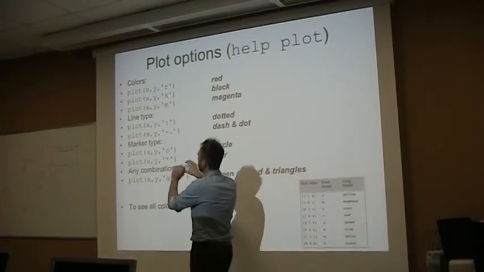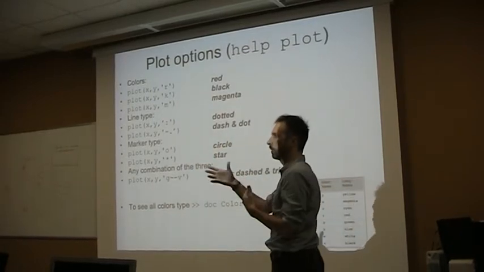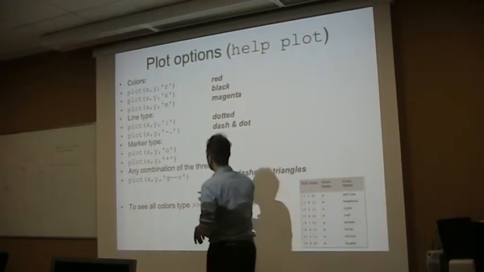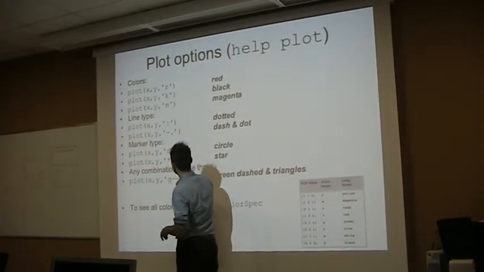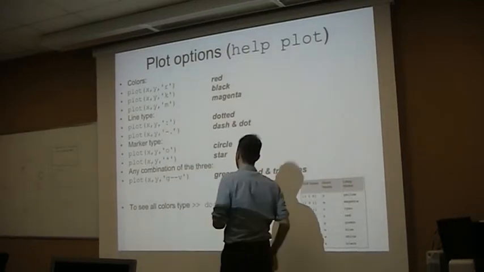This is if you want to type it as code, but there's also a way to do it interactively with the GUI. And these things, you can also combine them. So I can say I want a green line dashed with triangles as markers.